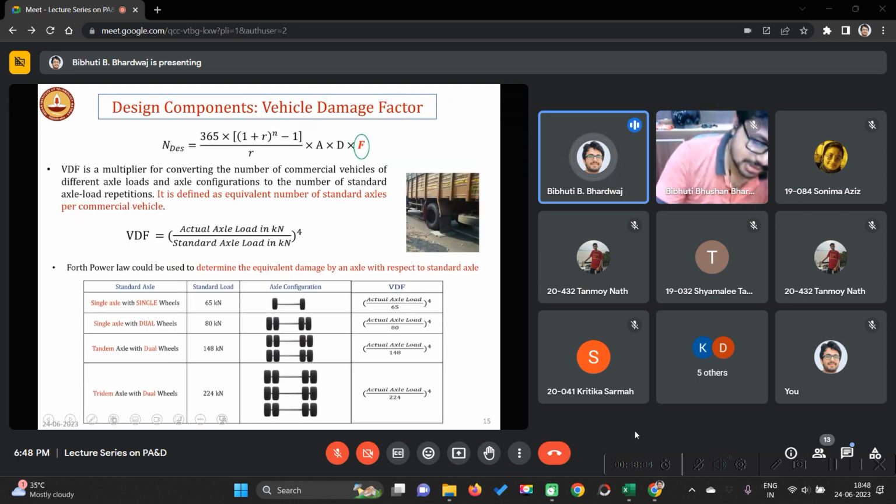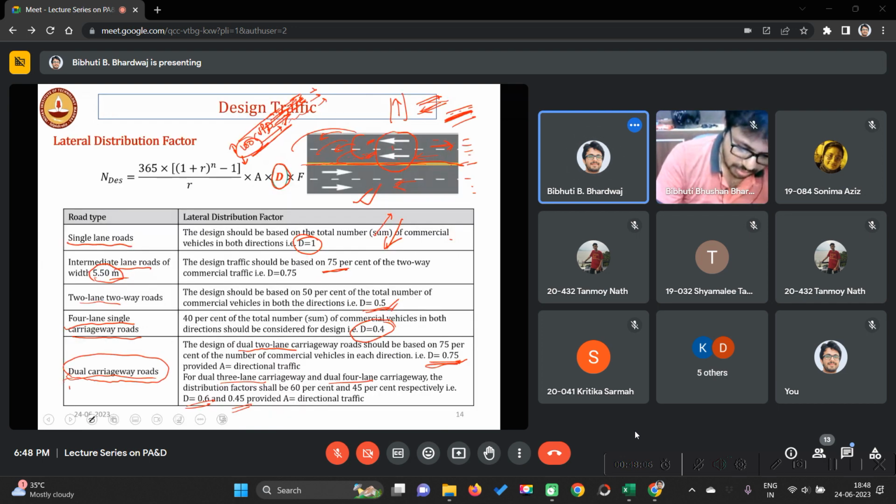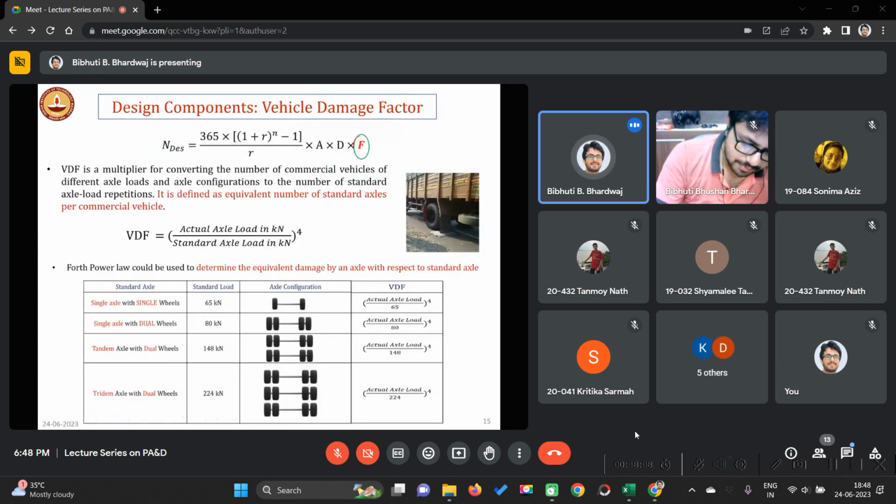Now coming to this F. This F is called vehicle damage factor, and in GATE you can expect to have at least one question on VDF. So pay attention. What is VDF?